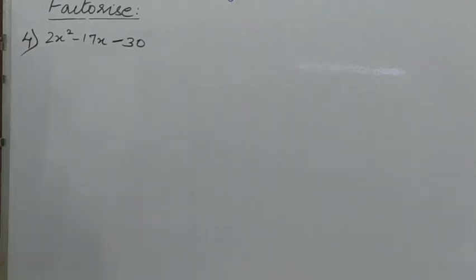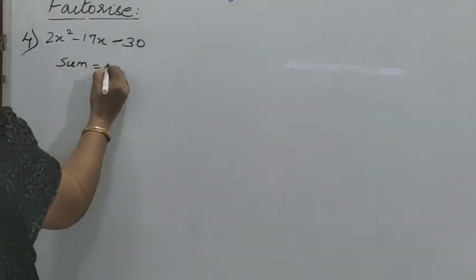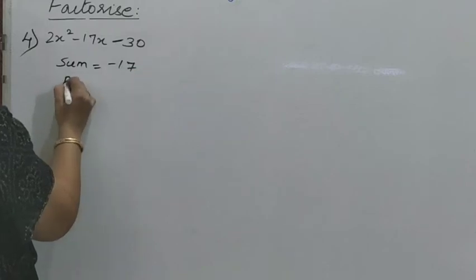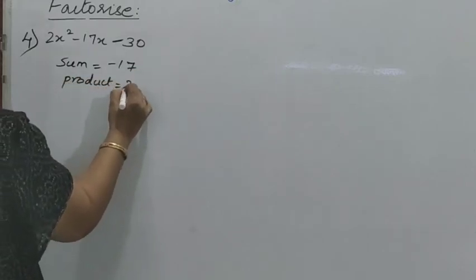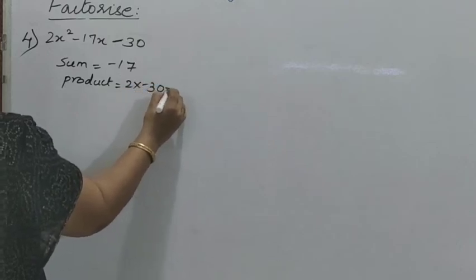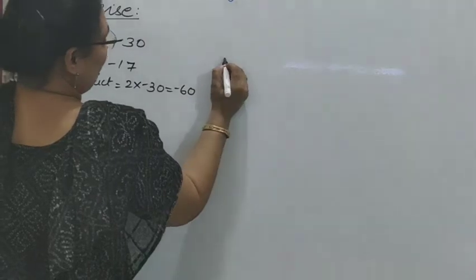Next question, 2x square minus 17x minus 30. So first what we should write is the sum. Sum is equal to minus 17. And what is the product equal to? Product is equal to 2 into minus 30, it is equal to minus 60. Now the factors of minus 60 are to be taken down.